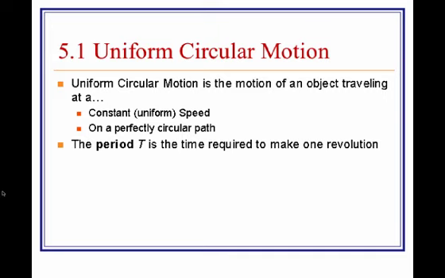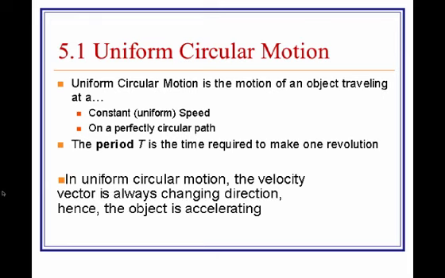The period refers to the time it takes to complete one revolution, or one cycle. We'll see this term again, period, when we look at simple harmonic motion. Once again, the velocity is always changing direction for something traveling in a circular motion. Here we have a little animation that shows the velocity vector and how it changes as it moves around a circle.